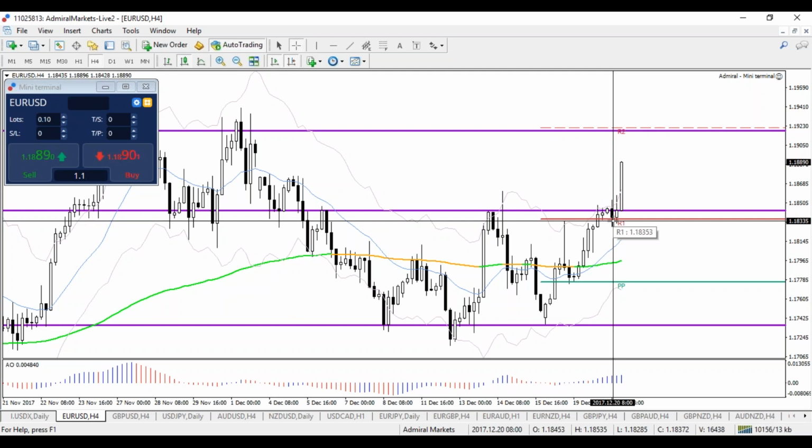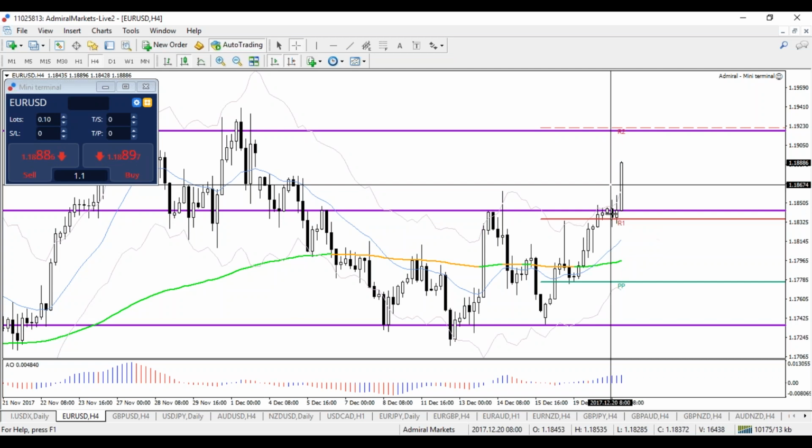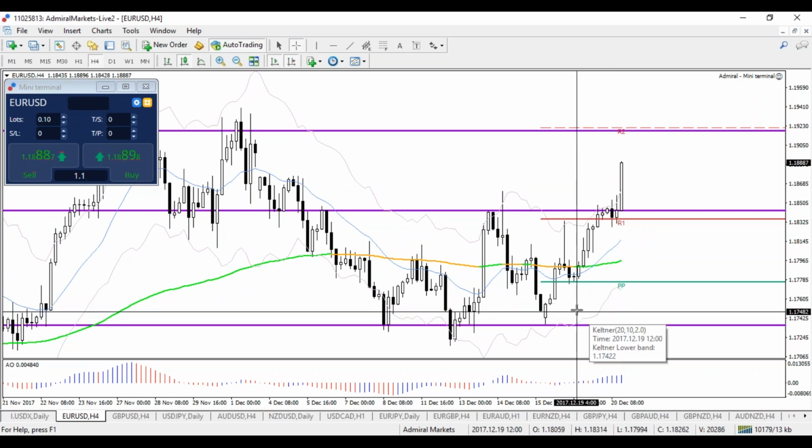So what did we get? What was the answer? Breakout. We got a breakout. Price is moving up pretty strongly at this moment. Was there any particular candle that stood out in that breakout?